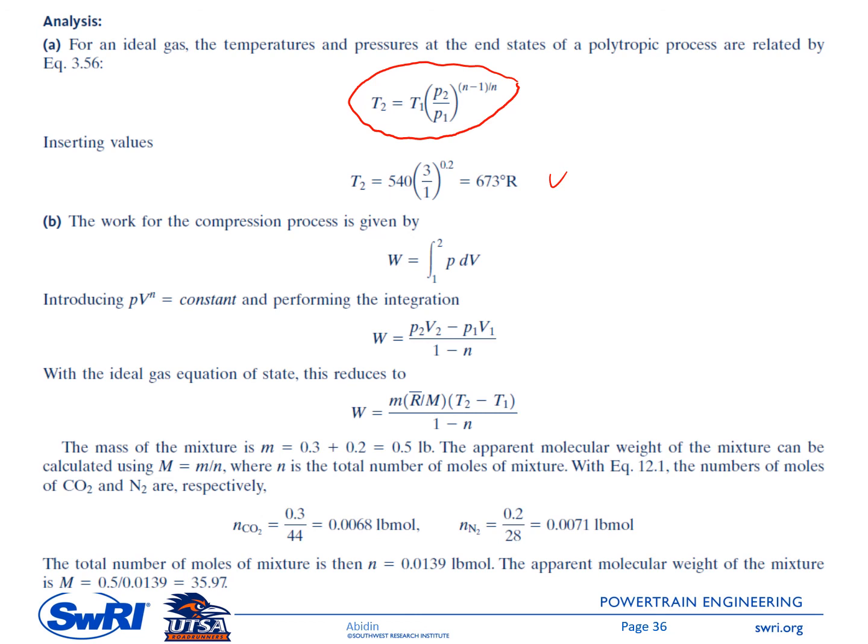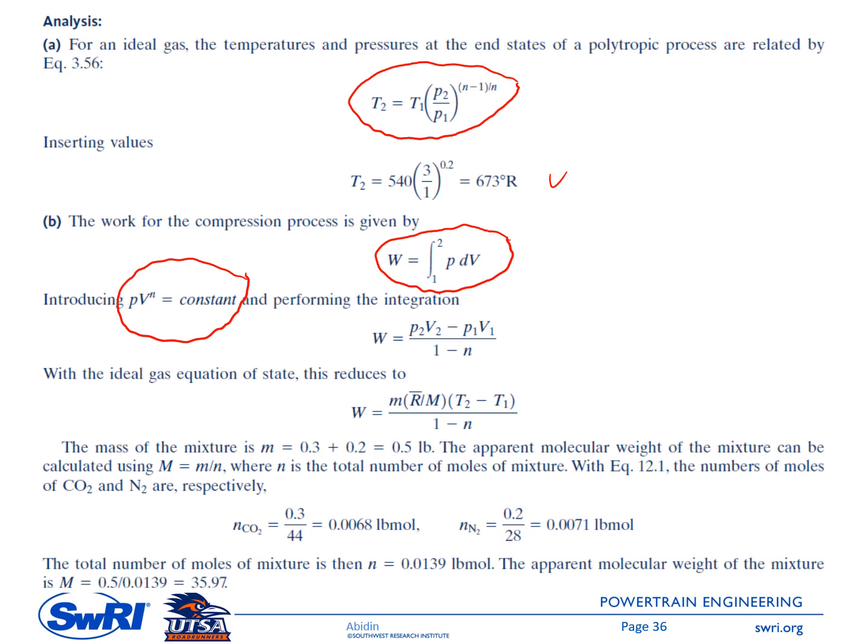The second question is the work for the compression process. This is a control mass system, so it's a closed system. So W equals the integral of P dV. Please do not confuse this with the W for the control volume, where we have the integral of V dP. For the control mass, a closed system, we have this formula. For this polytropic process, we have this correlation: P times V to the power of n equals a constant. This constant can be P1 V1 to the power of n, or P2 V2 to the power of n.